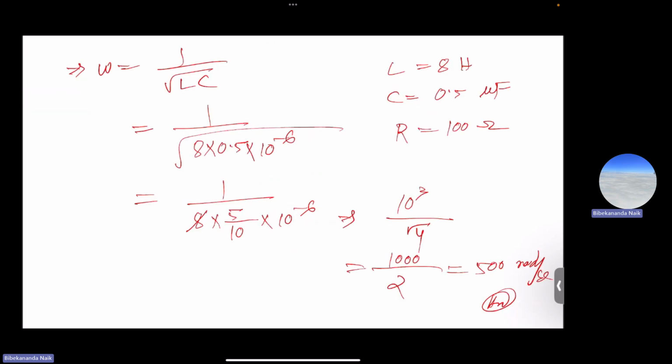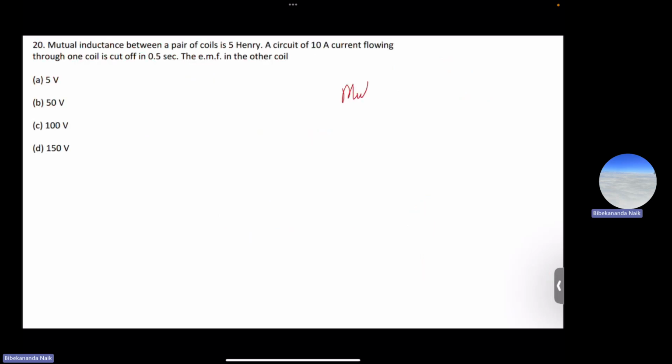Now question number 20. So question number 20 says mutual inductance between a pair of coils is 5 Henry. A current of 10 ampere flowing through one coil is cut off in 0.5 second. The EMF in the other coil, options are option A 5 volt, option B 50 volt, option C 100 volt, and option D 150 volt. So these are the four options. This is based on the concept of mutual inductance, and we will solve it in a few minutes.